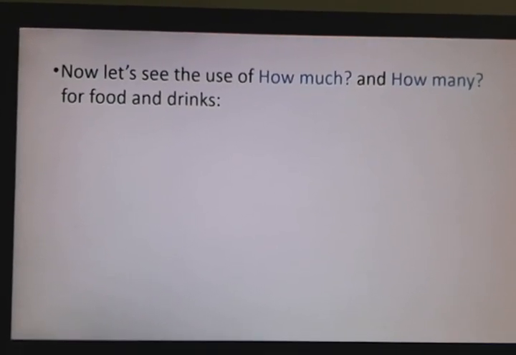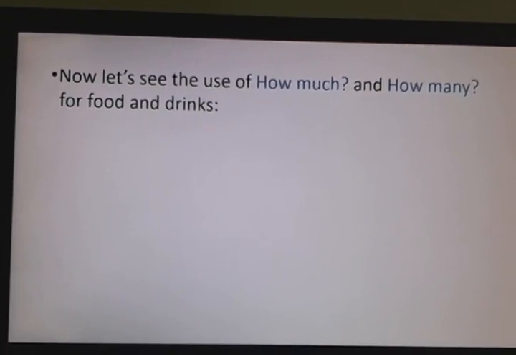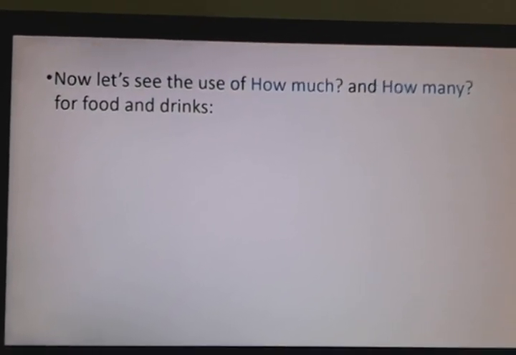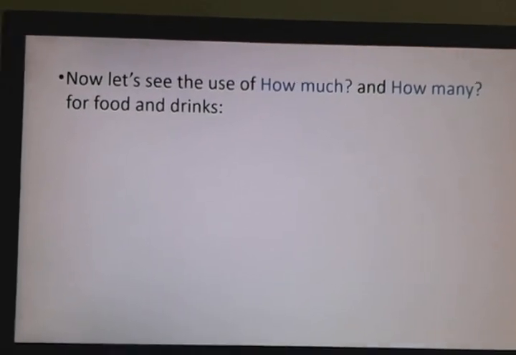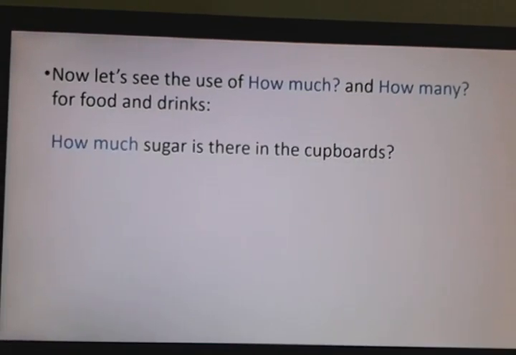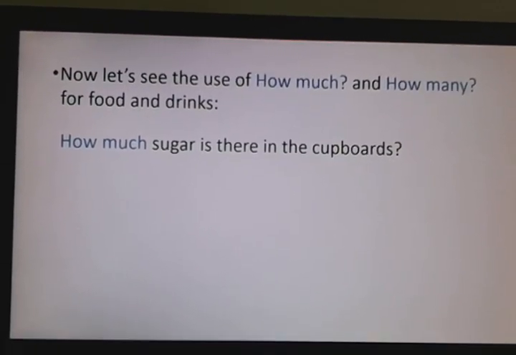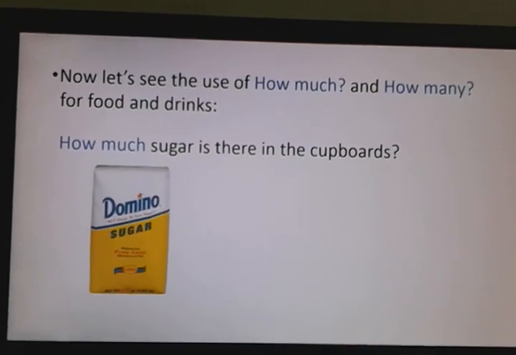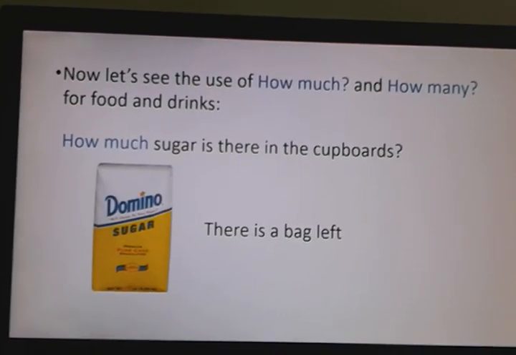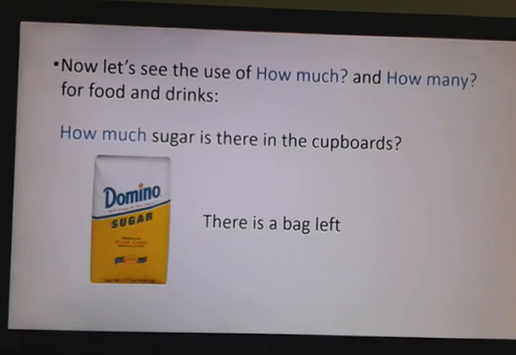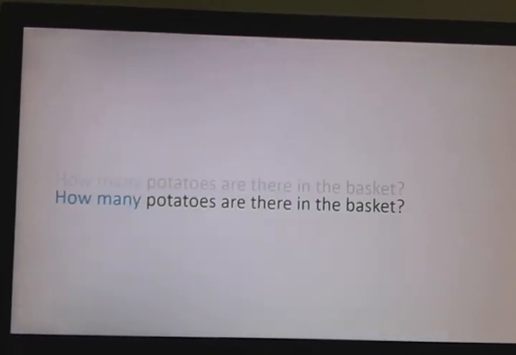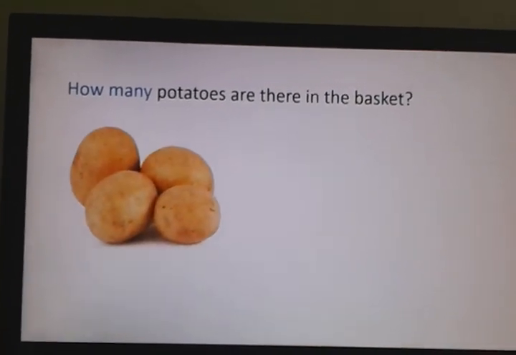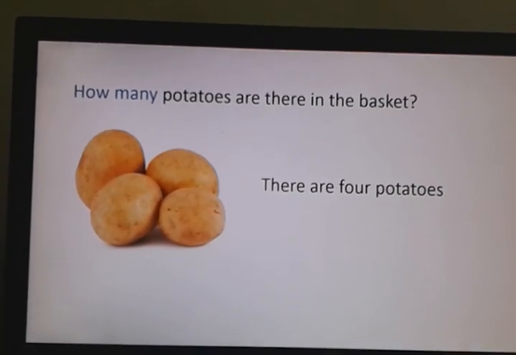Now let's see the use of how much and how many for food and drinks. Because you know food and drinks are the main topic in this lesson. How much sugar is there in the cupboards? There is a bag left. How many potatoes are there in the basket? There are 4 potatoes.